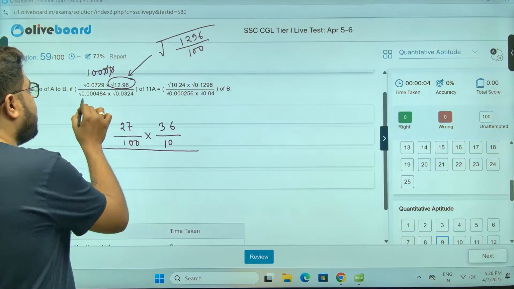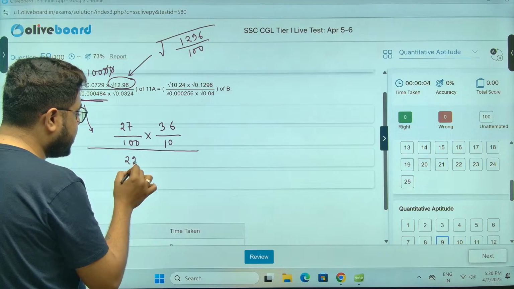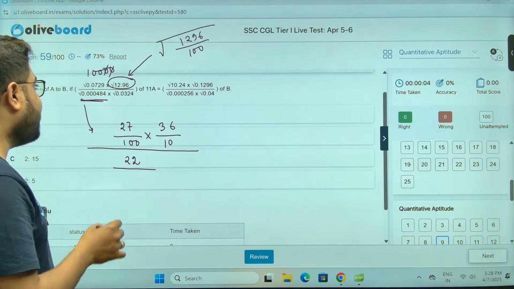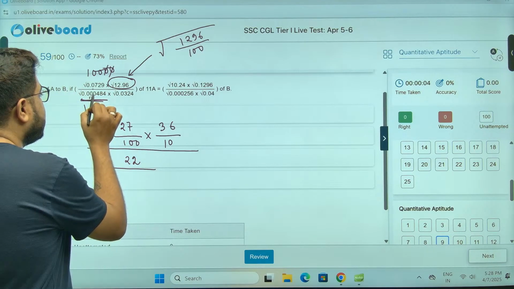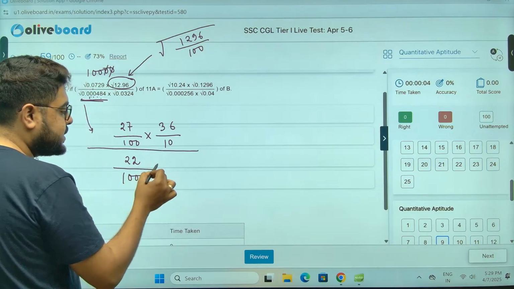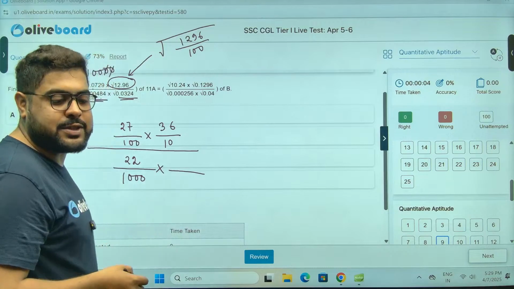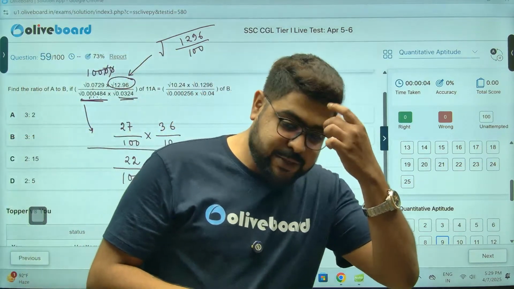Then 484 is the square of what, sir? 22 squared is 484. How many zeros, sir? 6. So square root means I'll have 3 zeros from 6, half. 324 is the square of what, sir?